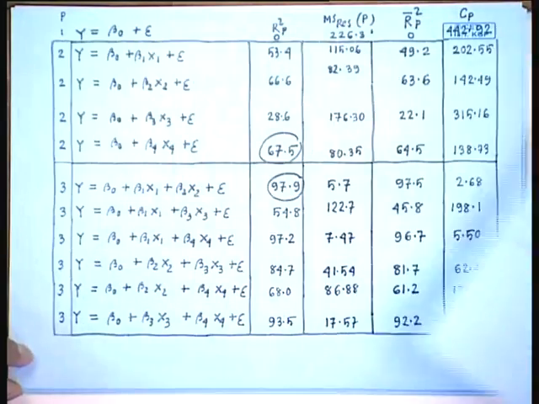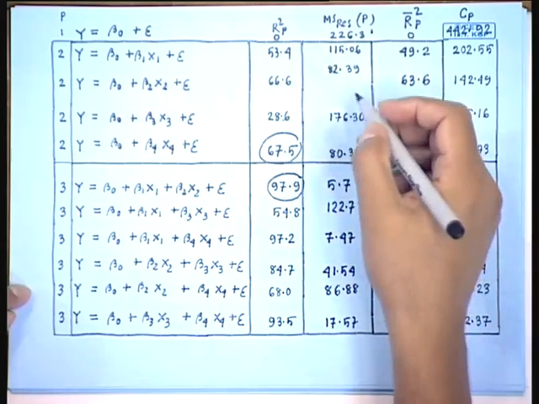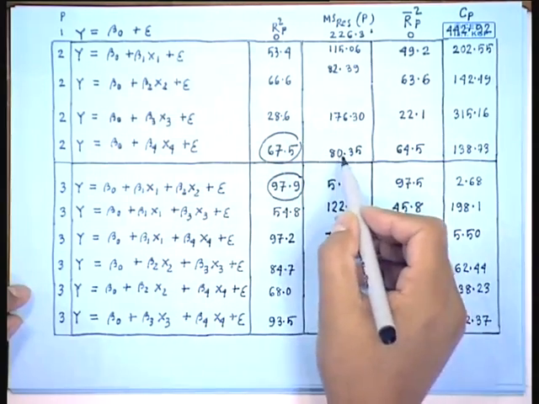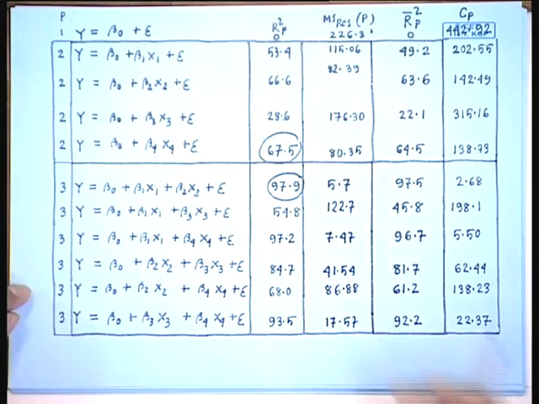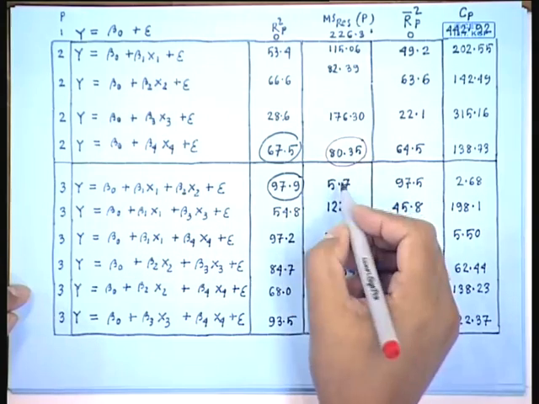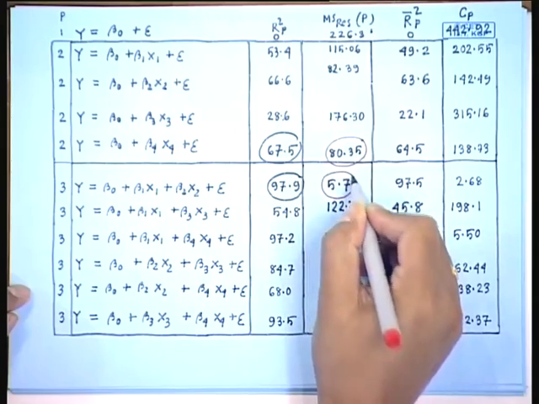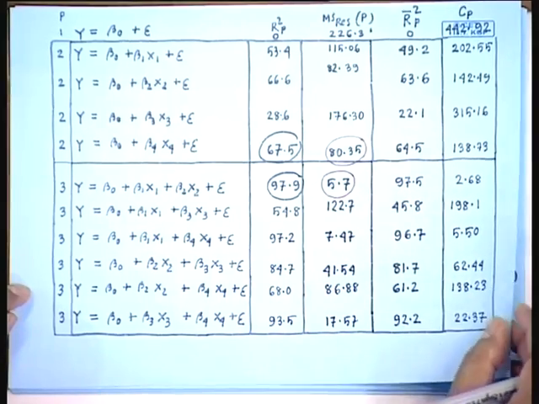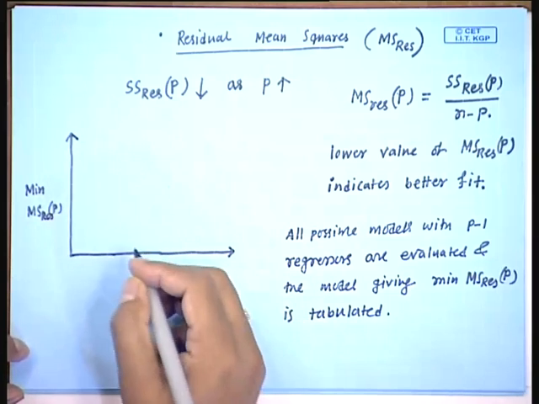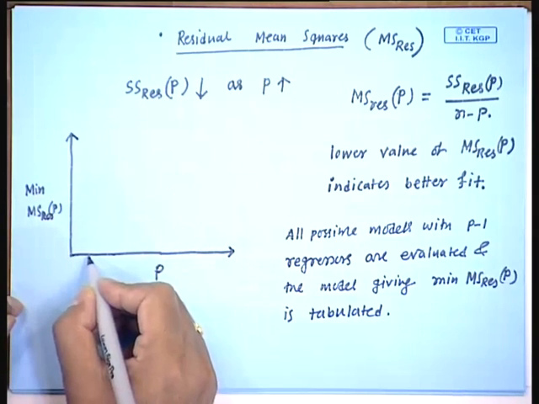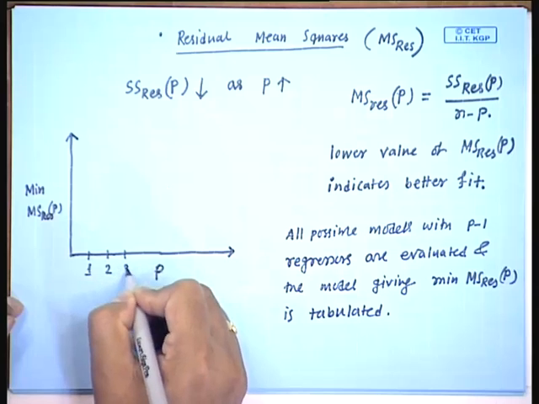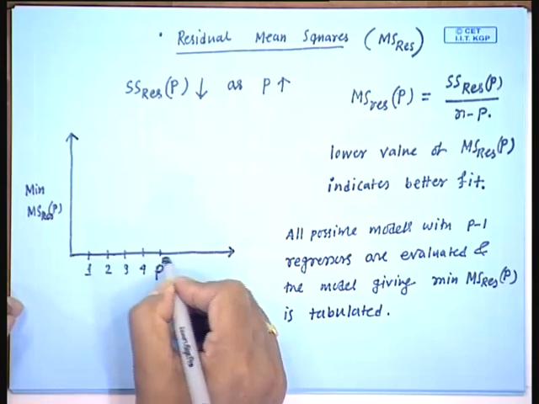Now, what we do is that the minimum MS residual value in this class is 80.35. So, we tabulate this one, and the minimum in this class is 5.7. So, we will tabulate this one in this graph here. So, for p equal to 1, p equal to 2, 3, 4, 5.